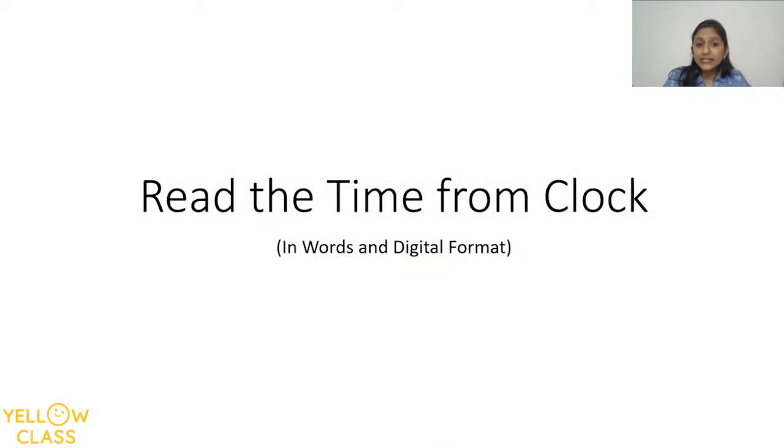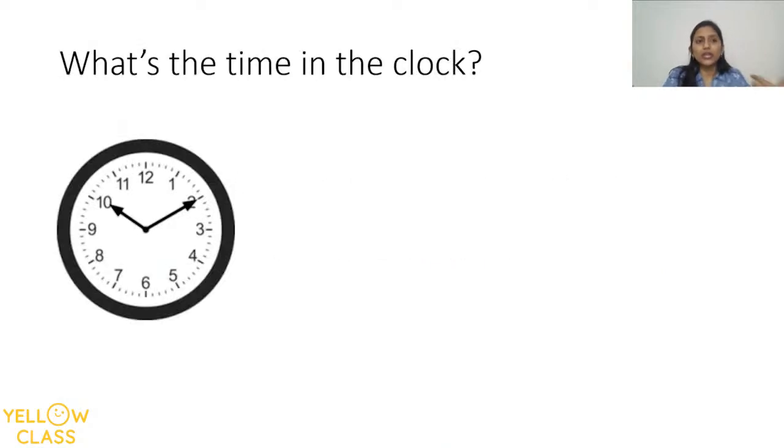So now let's read some time from the clock. Okay, so let's read this. What is the time which is shown in the clock here? Yes, so first we can do it in the digital format, which is very, very easy. The hour hand is at 10, correct? And the minute hand is at 2. So what does the 2 represent? How many minutes does it represent?